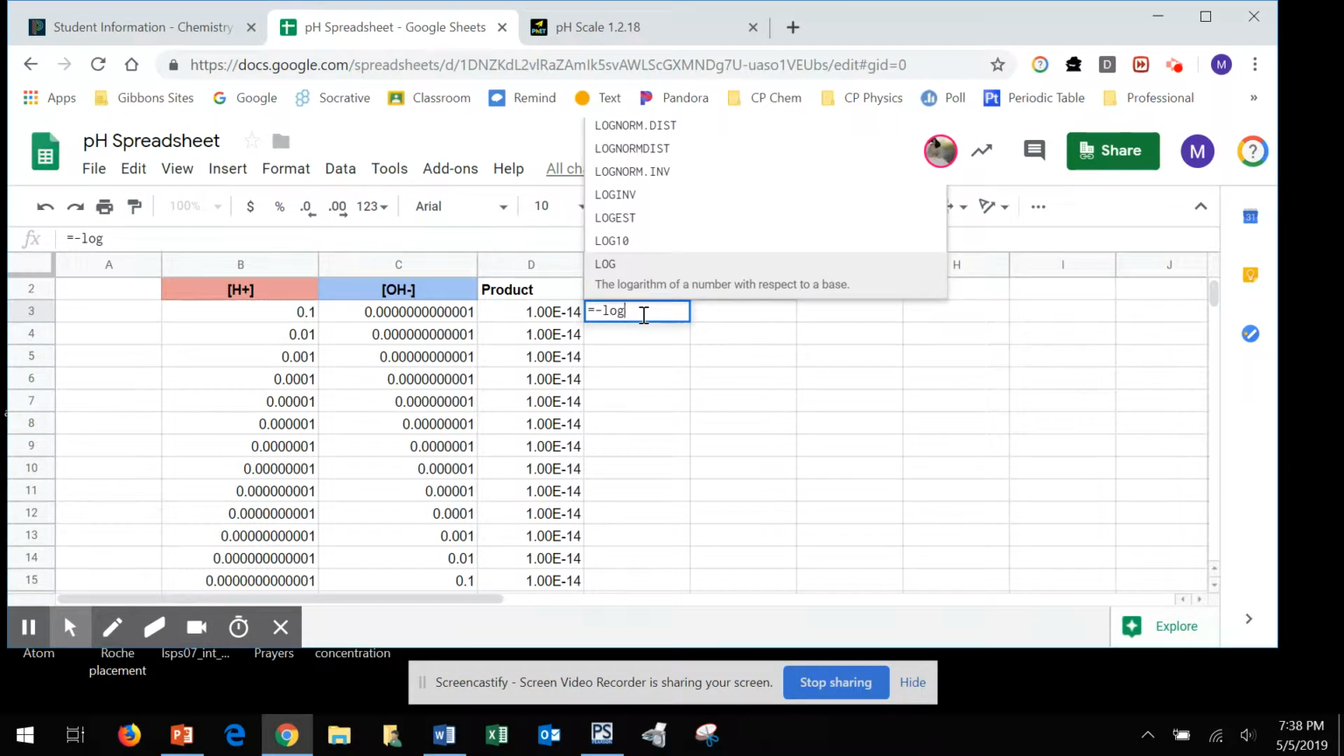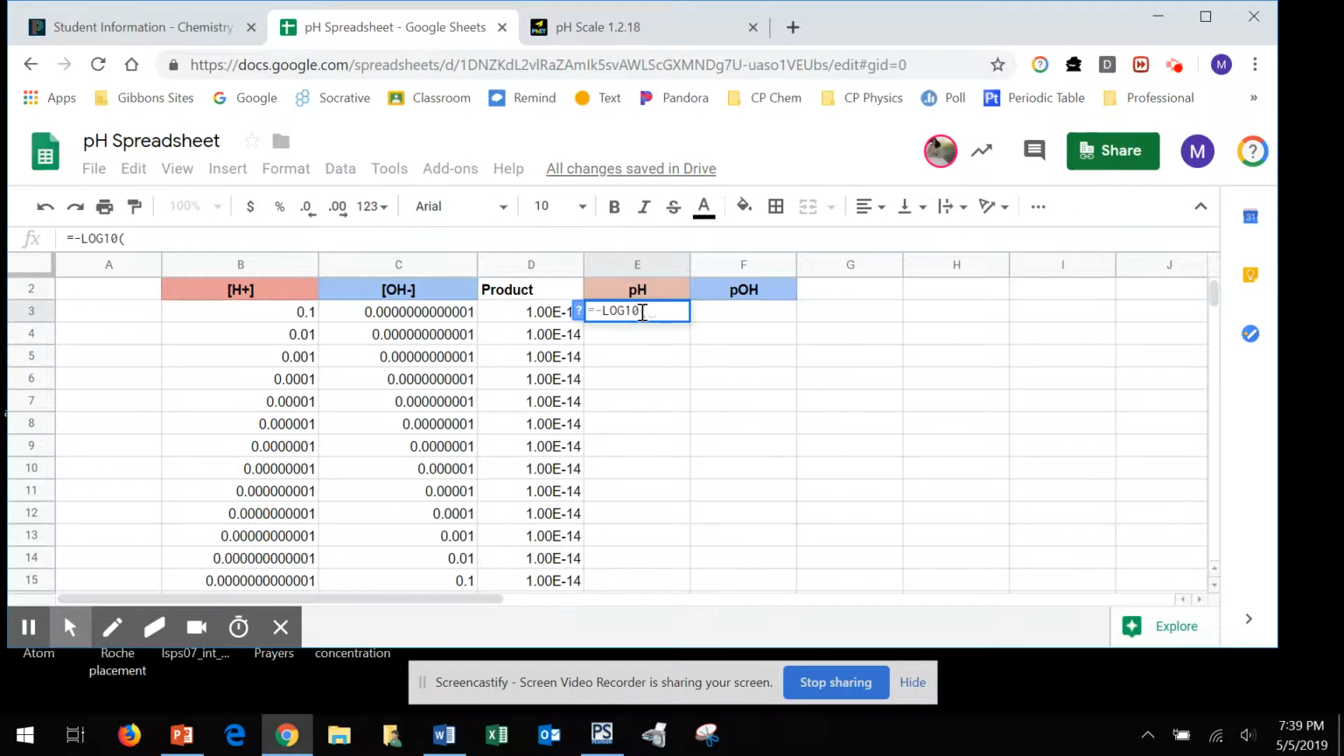And as you write log there, you'll see log 10 show up here. So let's click on that. And we want the negative log of the concentration of H plus. So we want that of this thing. So we're going to click that box. And so it's making equals the negative log base 10 of B3. And then you hit enter, and that'll tell you that this is basically 10 to the power of negative 1. And since negative 1 becomes positive, since we said negative log, that's why it's a positive 1. And then we drag this down, and you can see that it goes 1 all the way up to 13.